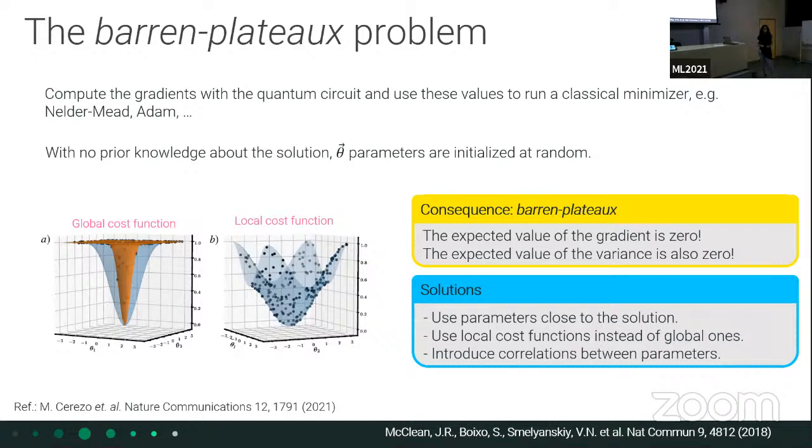The more parameters you have, and the more qubits you have, the more likely you get trapped in not even a local minima, the space is completely flat. And this is because the Hilbert space is exponentially big. So it's really difficult to explore it.